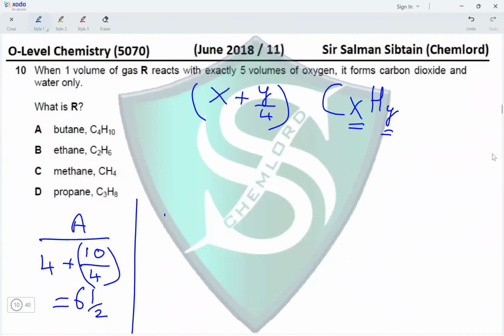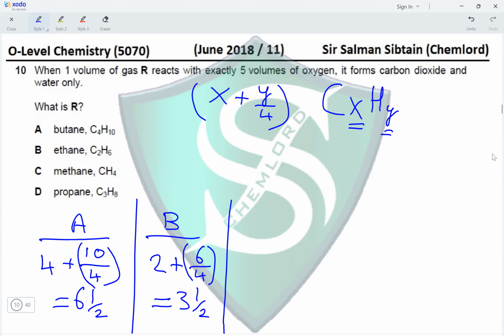In B, we have the hydrocarbon C2H6, in which x is 2 and y is 6. So 6 upon 4 gives 1.5. 2 plus 1.5 gives us a value of 3.5 moles of oxygen for compound B. For compound C, we got x being 1 and y being 4. So it would become 1 plus 4 upon 4. 4 upon 4 is also equal to 1. So 1 plus 1 gives us 2 moles of oxygen.